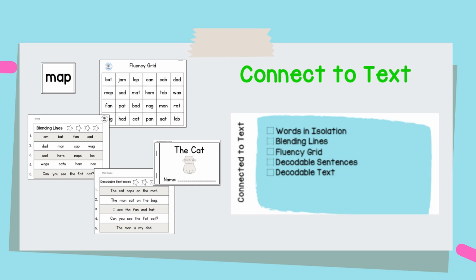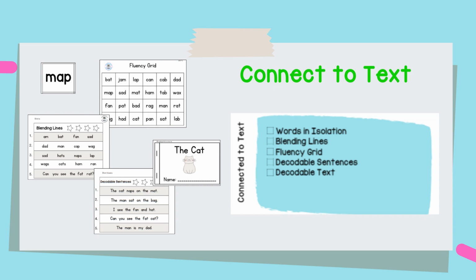The next part is connected to text, and this is where students apply the new phonics patterns in a controlled decodable text. This is the moment when the phonics instruction really becomes real reading and they're applying it to real books and real text. So students see the new pattern in context, they practice decoding the words with that skill, and they work on building fluency, vocabulary, and comprehension.